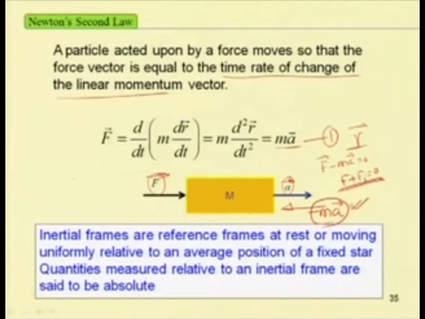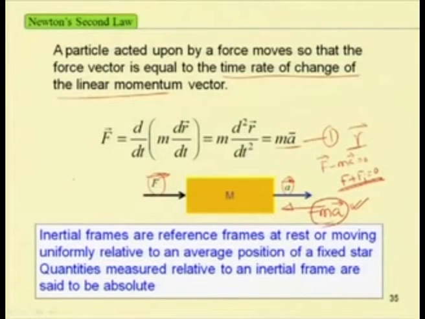So, while applying Newton's second law, one should know about the inertial frame. The inertial frames are the reference frames at rest or moving uniformly relative to the average position of the fixed stars. Quantities measured relative to this inertial frame are said to be absolute.